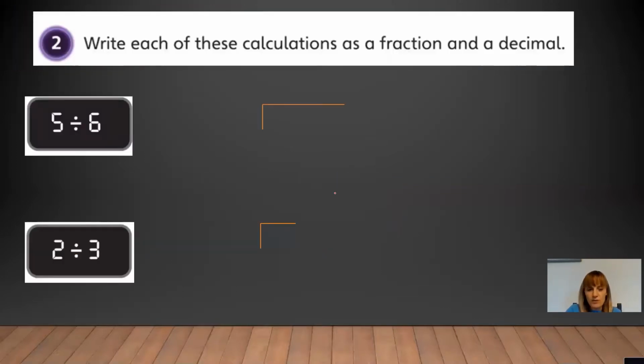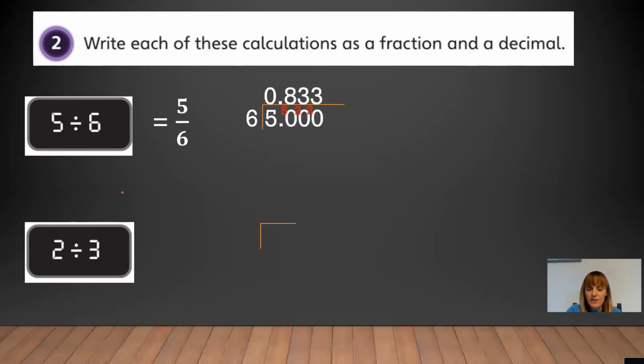Let's have a look at these ones as a go, so you can have a turn now. Write each of these calculations as a fraction and a decimal. So if it's 5 divided by 6, what would that look like as a fraction? Which of those numbers is my numerator? Let's have a think. 5 divided by 6. So 5 is going to be my numerator because it's being divided by the 6. So that's the same as saying 5/6. So inside my bus stop, I would write my 5 and I'm dividing it by 6.